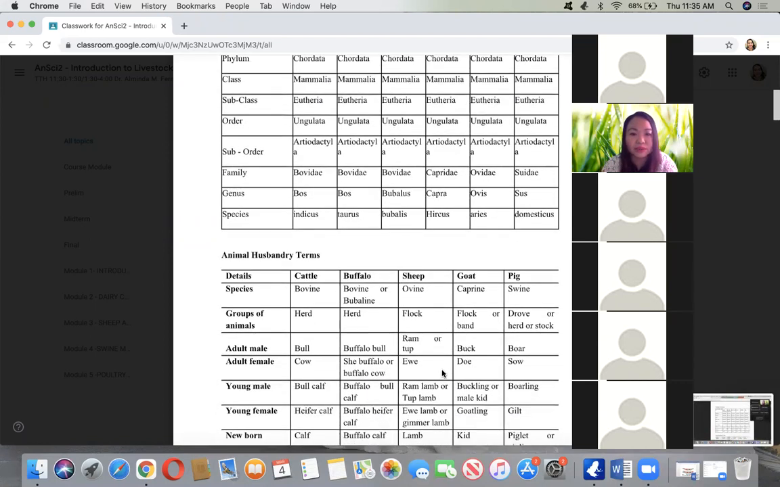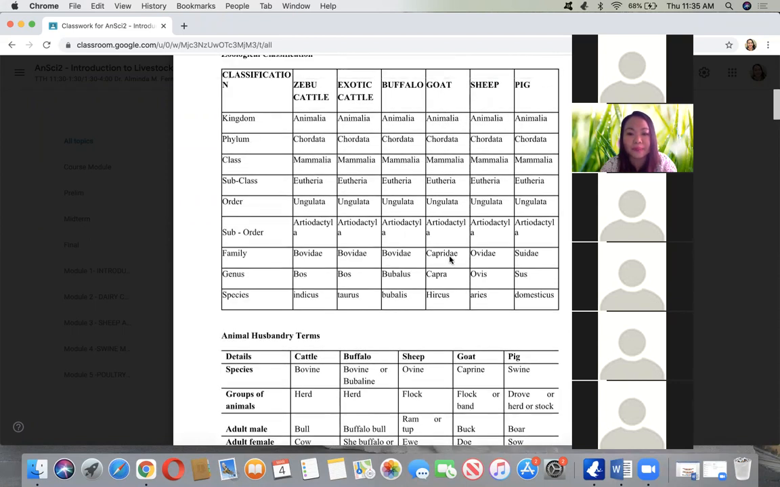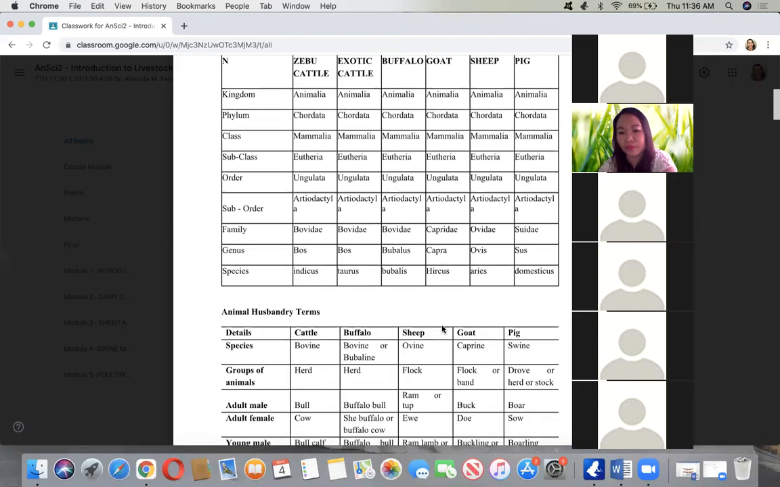And animal husbandry terms, genus and family. They are under family Bovidae, but goat is under Capridae, sheep Ovidae, and pig Suidae. The scientific name of Zebu cattle is Bos indicus, and exotic cattle is Bos taurus. For carabao, it is Bubalus bubalis. Then Capra hircus for goat, Ovis aries for sheep, and Sus domesticus for pig.